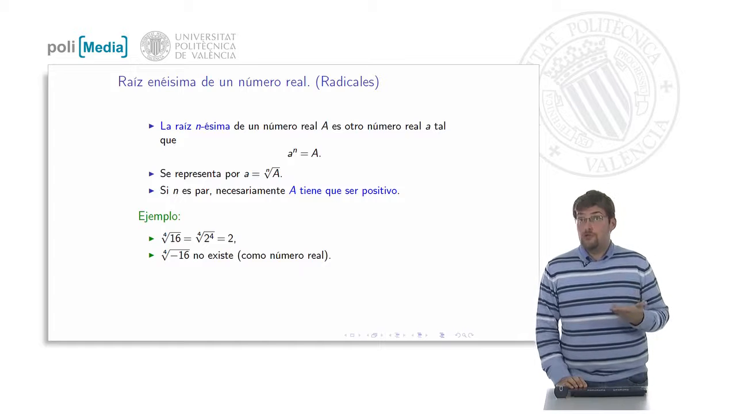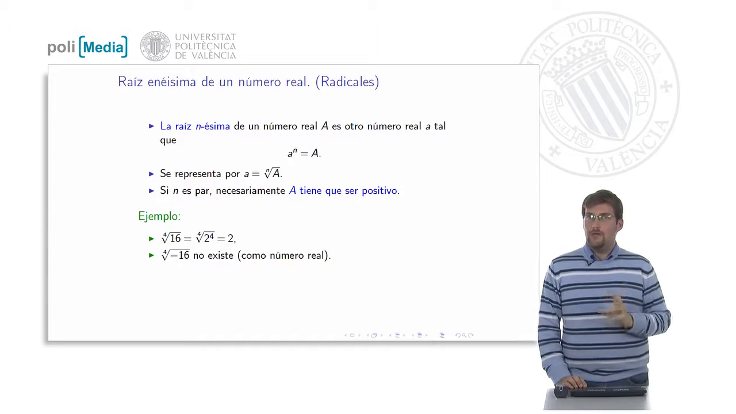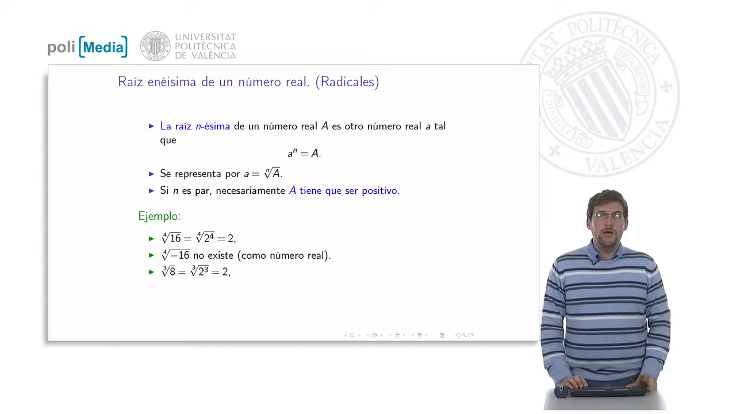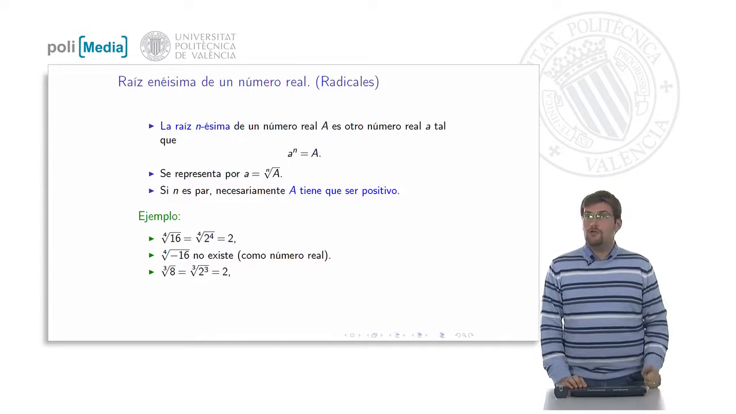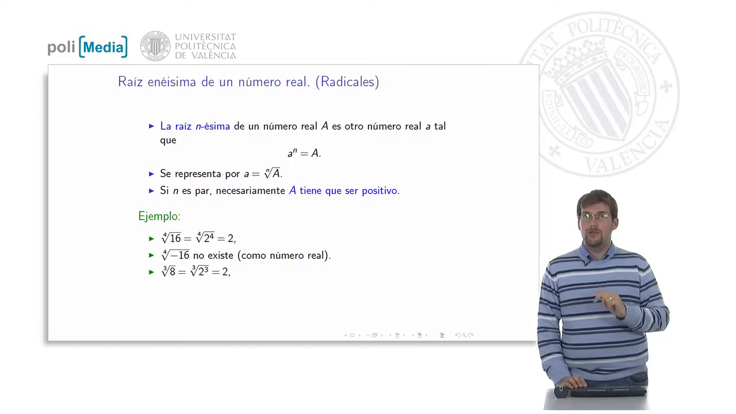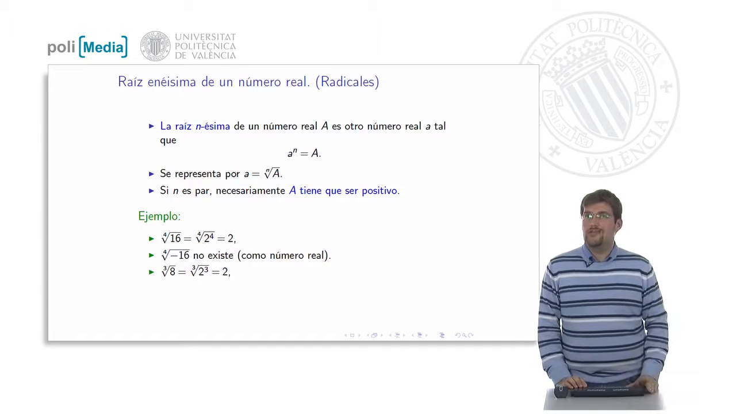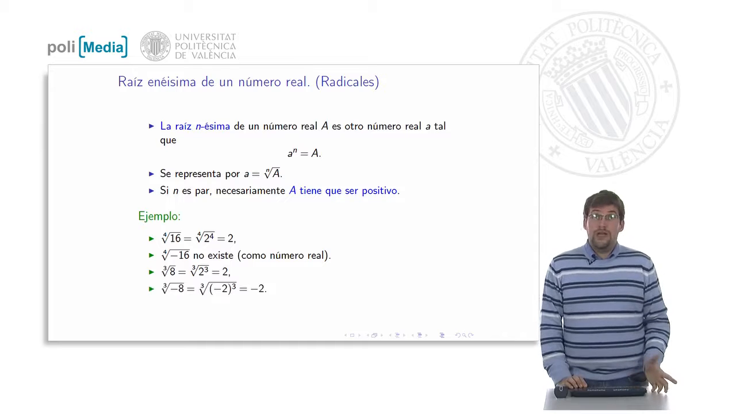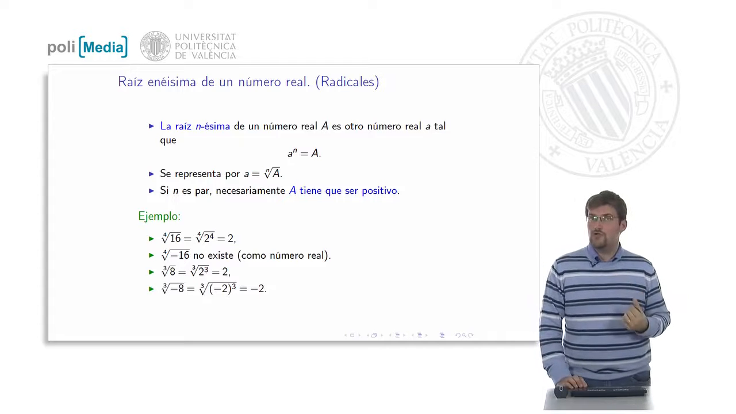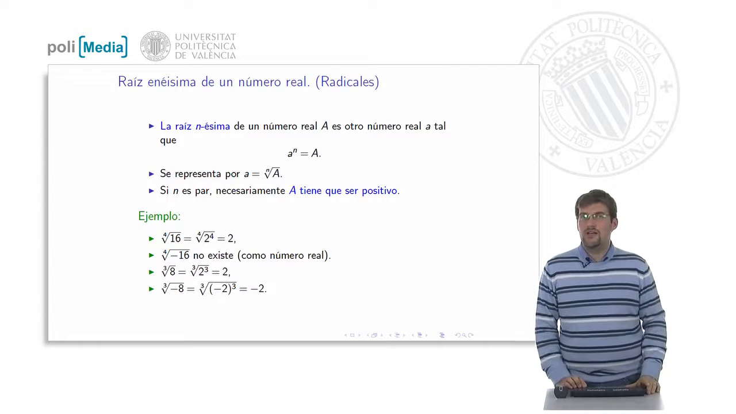Notice that it is not minus 2, because minus 2 raised to 4 gives 16 again. So there is a big problem here. The cube root of 8: we know that 8 is 2 to the cube, and therefore the cube root of 2 to the cube goes away, and we are left with 2. The cube root of minus 8, by comparison with the previous one, does not give any problem. The odd roots do not give any problem, because in fact minus 2 cubed is indeed minus 8, and therefore the solution of this cube root is minus 2.